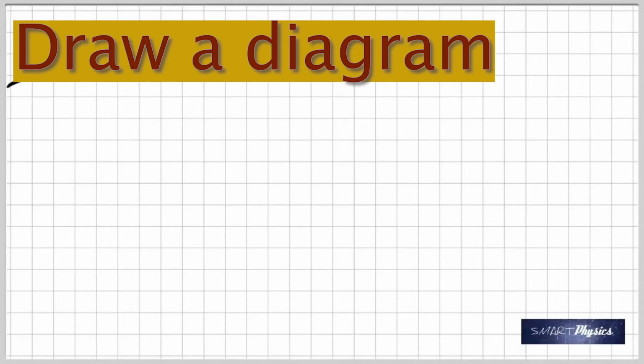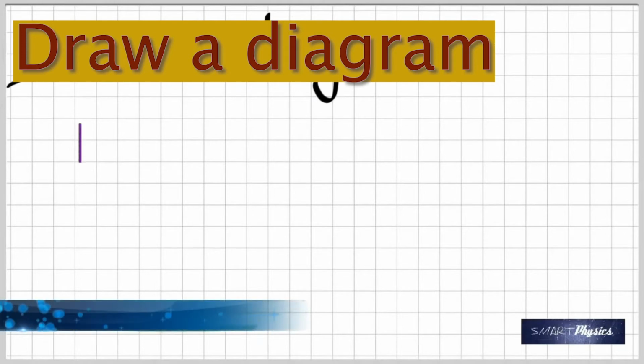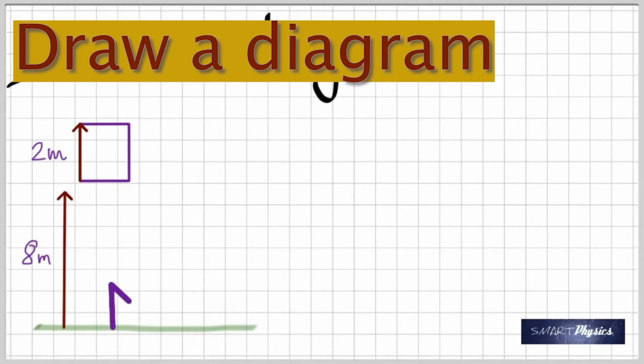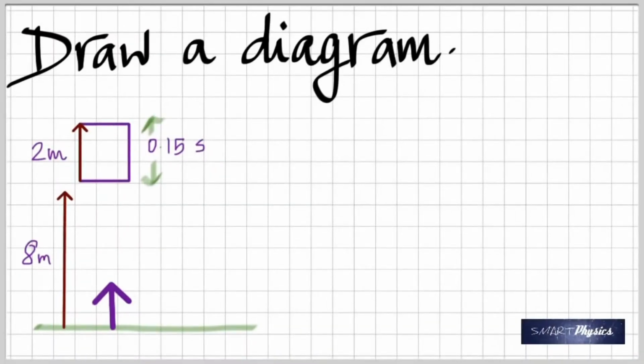The next step is to draw a diagram. For almost all physics problems, you do have to have a visual representation of what you got from the question after reading it. In this case, that's the ground. This is 8 meters above. That's the bottom of the window. And the height of the window is 2 meters. So now that shows the rocket being propelled up. And the question says it takes 0.15 seconds just to move across the window. That gives you a visual representation of the problem, which is very important.